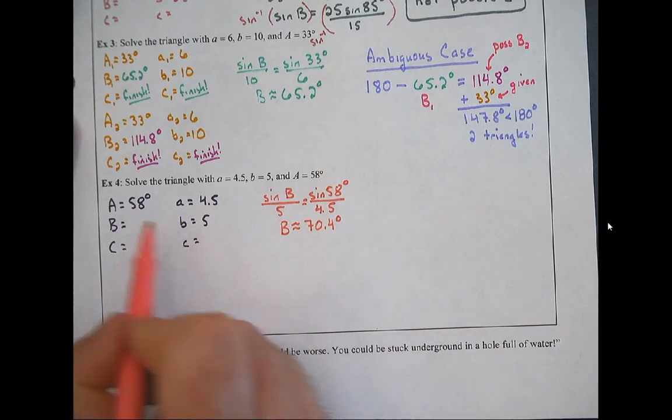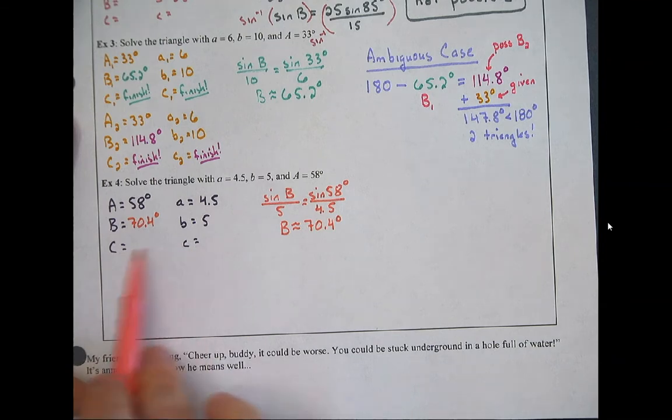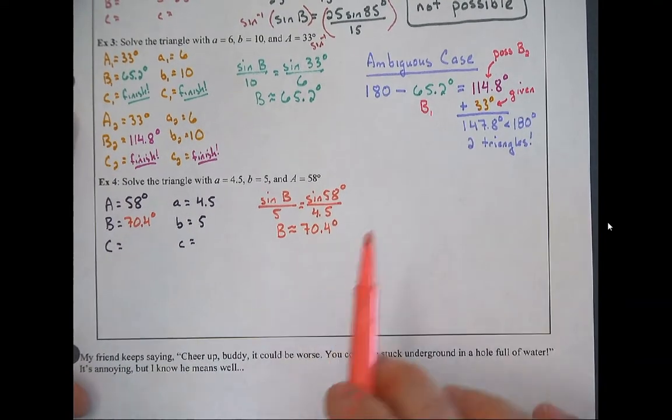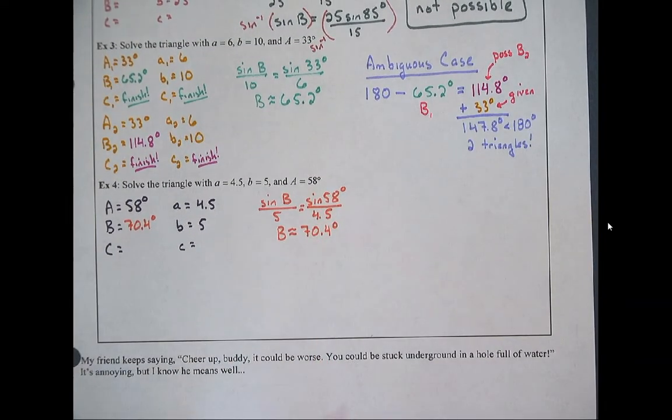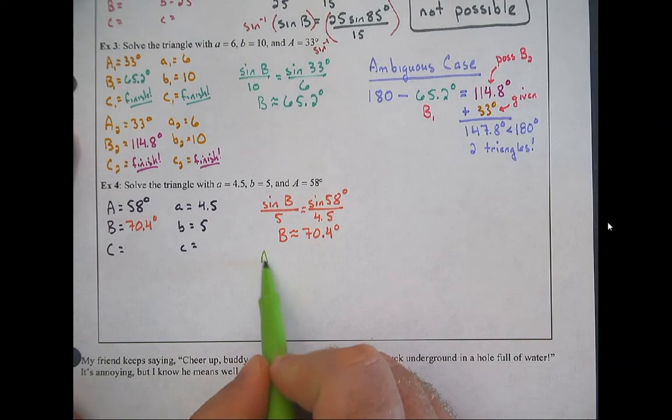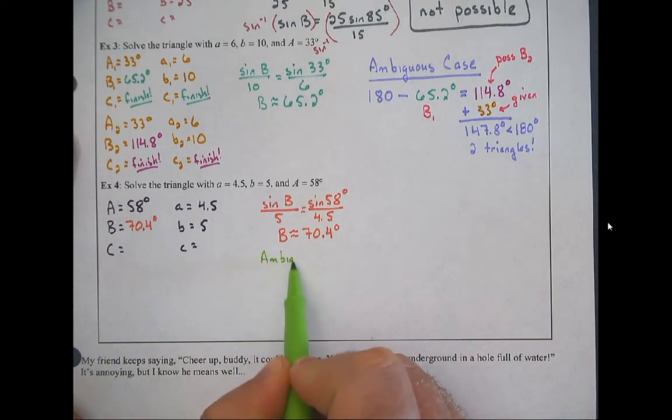That's a done deal. If you want to go ahead and start to finish this, feel free. But that's done. I know that's correct. What I don't know is if there's a second case, if there's another possible way that we could do this. So now I'm going to check the ambiguous case.